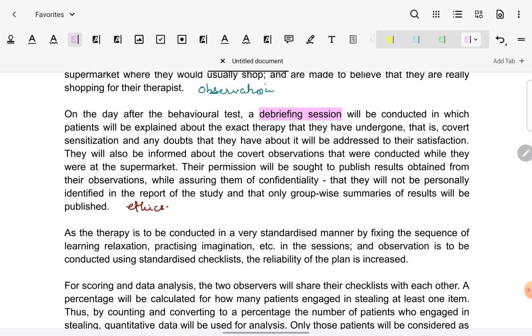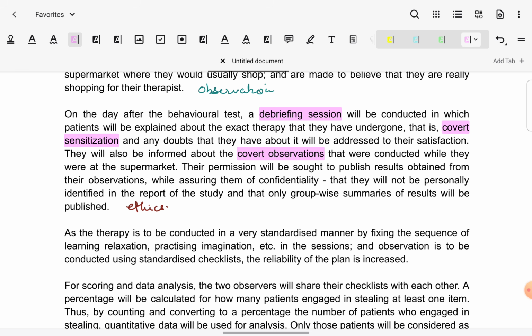there has to be a debriefing session. In debriefing, what I mainly want to explain to them is that they have undergone covert sensitization, because as I had mentioned previously, this is not told to them when their consent is taken. So they need to know, they have a right to know exactly which treatment they have undergone. So that I explain to them. I also explain to them about the covert observations that are done when they were at the supermarket. That is again something they don't know about.